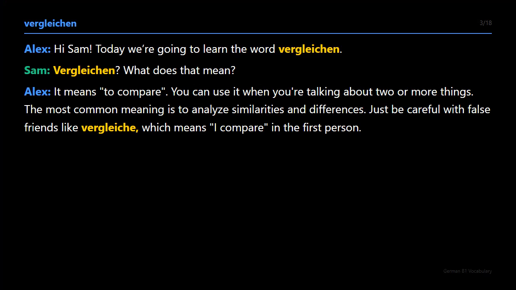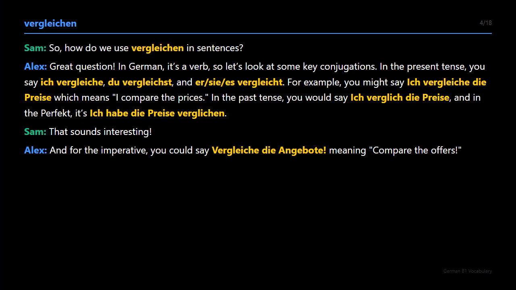Just be careful with false friends like vergleiche, which means I compare in the first person. So, how do we use vergleichen in sentences? Great question. In German, it's a verb, so let's look at some key conjugations.